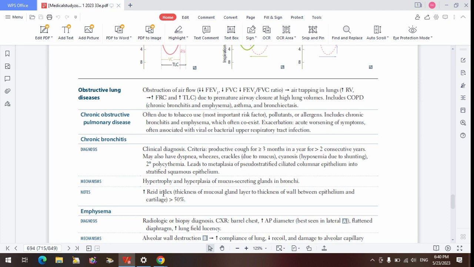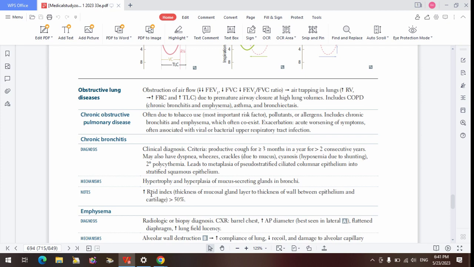Now, we can see the mechanism: hypertrophy and hyperplasia of the mucus secreting glands in the bronchi. There's something we call the Reid index. The Reid index is just talking about the thickness of the mucus gland layer relative to the thickness of the entire wall of the airway. It should be less than 50%. But in individuals with chronic bronchitis, it's more than 50%. That's what we should pay attention to. The Reid index is a common pathologic parameter that pathologists measure a lot. So Reid index, very important.